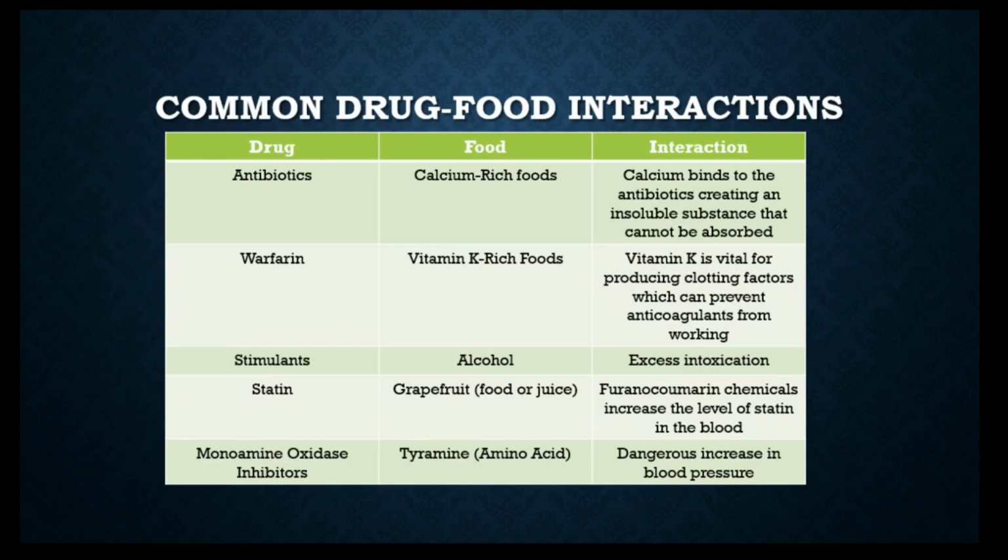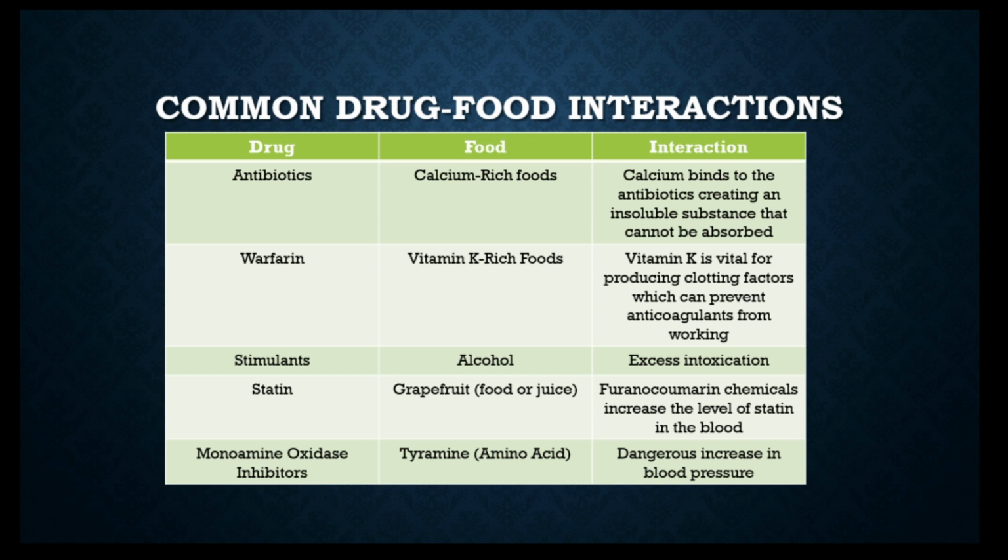Common drug-food interactions we might see: antibiotics mixed with calcium-rich foods. The calcium binds to the antibiotic, creating an insoluble substance that cannot be absorbed. Warfarin mixed with vitamin K-rich foods. The vitamin K is vital for producing clotting factors, which prevents the anticoagulants from working.